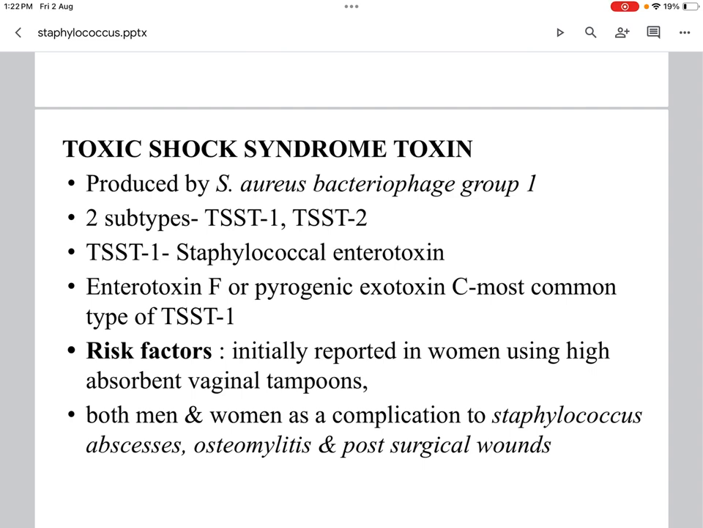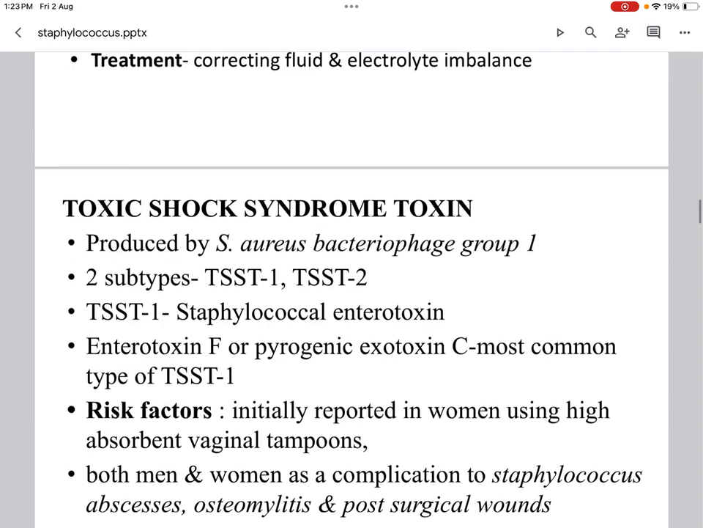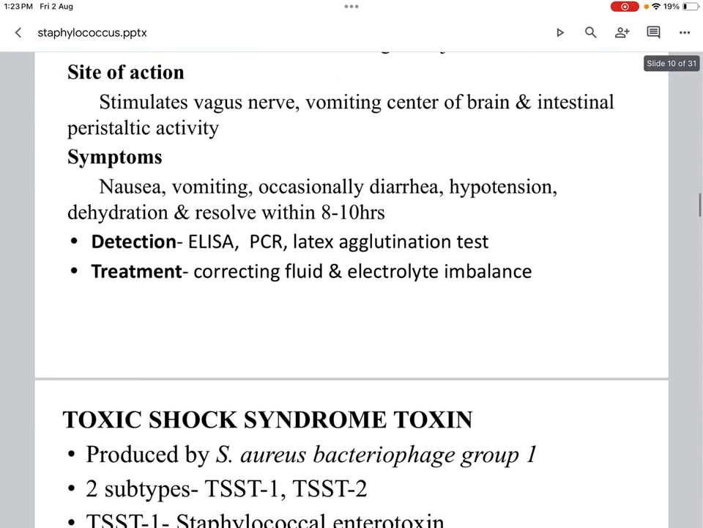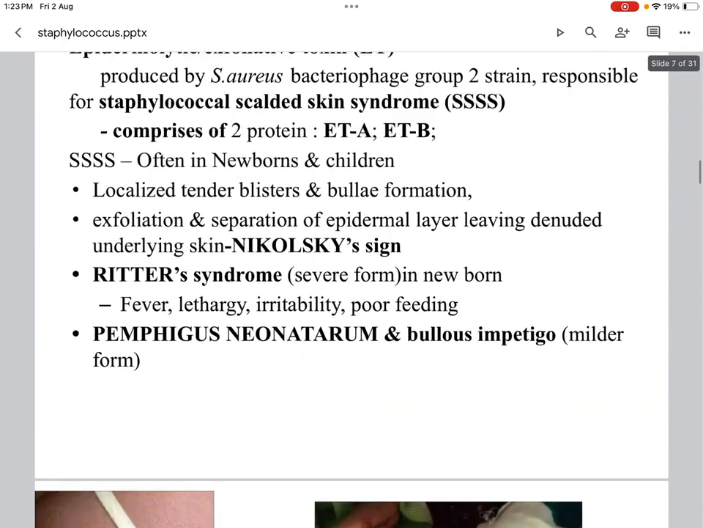Toxic shock syndrome toxin is responsible for a fatal condition, toxic shock syndrome, which is a complication seen in women who are using high absorbency vaginal tampons. Okay, so these were the virulence factors associated with Staphylococcus aureus.